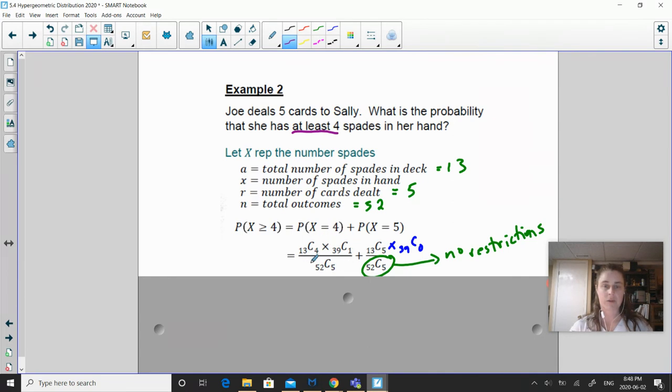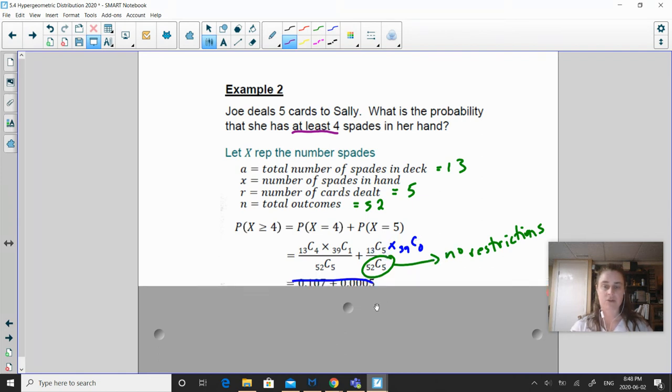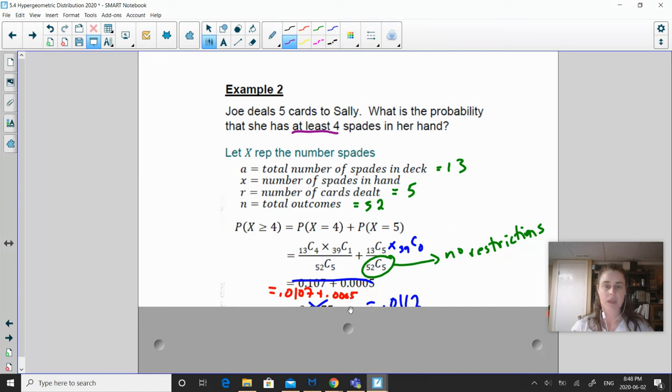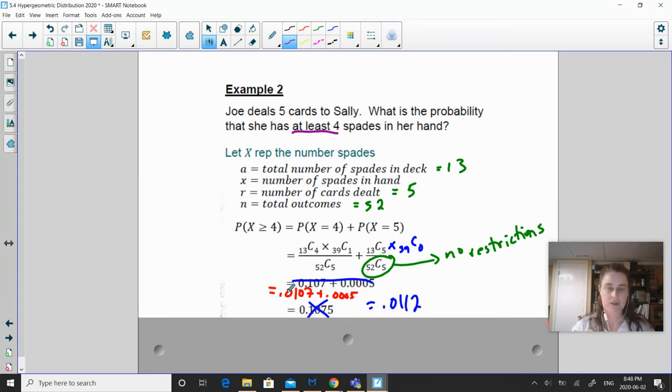So this is a probability where you have 4 spades, and then for 5 spades, it's a 13 choose 5, technically times a 39 choose 0 over a 52 choose 5. And that is just to keep your check going here. And again, the denominator is what I call the no restriction case. And it should come out to be 0.0107 plus a 0.0005, which is a 0.0112.